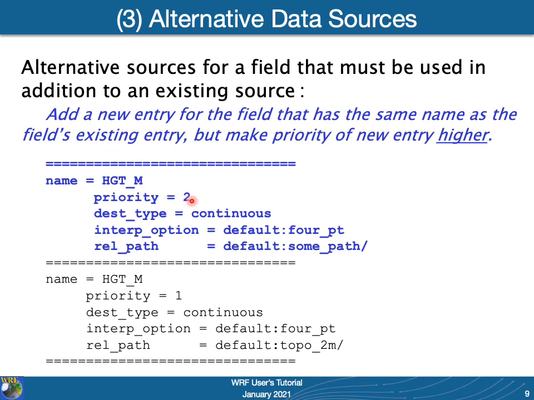In this case, we assign our new source of data a higher number priority. And this is a bit counterintuitive. Typically, we think of priority number 1 as being the highest priority data, but in the case of the GeoGrid table file, higher numbers mean higher priority. We also, again, need to specify whether this is a continuous or categorical data set, and we need to provide the path of the data and how we want to interpolate it.